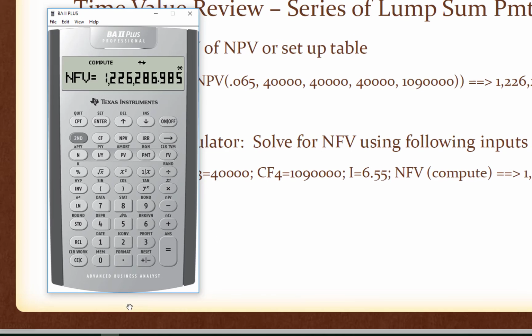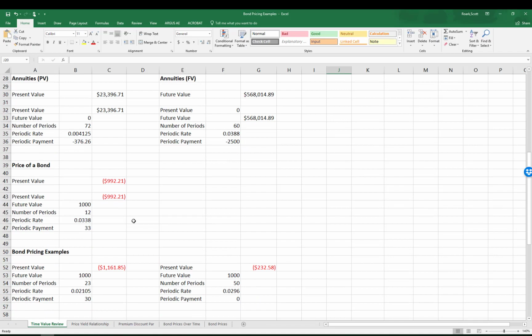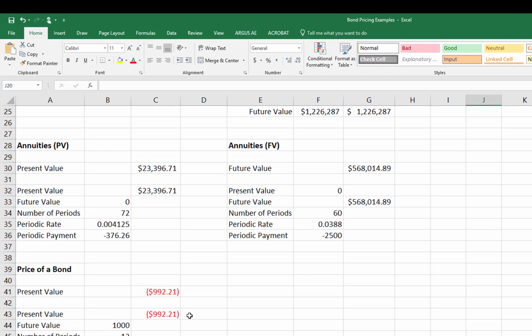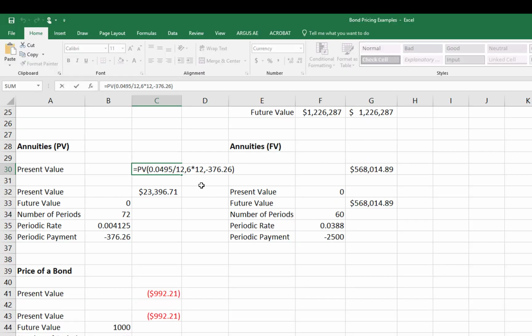Now let's move on to looking at annuities in Excel, and I'll scroll down here. We're looking at present values. So I could hard code those entries in, the different pieces, the 4.95% annual rate, divide that by 12 to get a monthly rate. 6 years in this case, I could multiply that 6 years times 12 months per year to get 72 periods, and then the payment, negative 376.26.